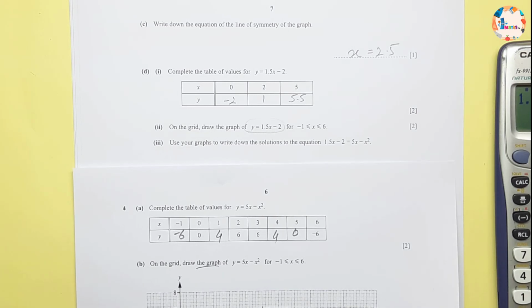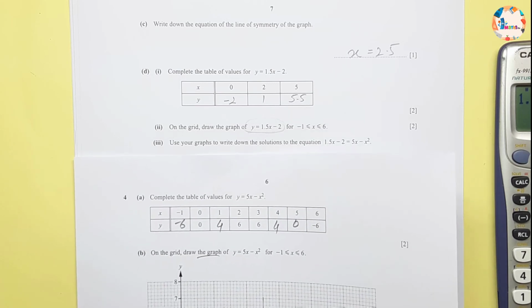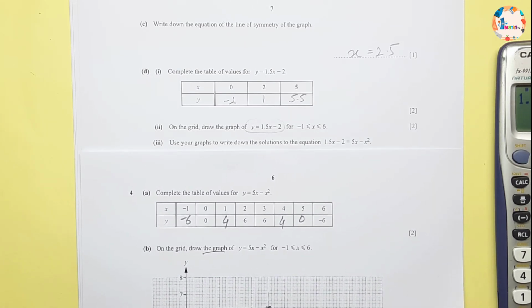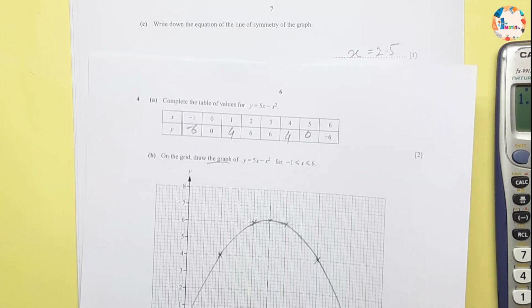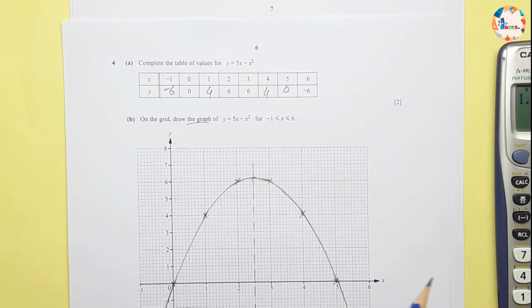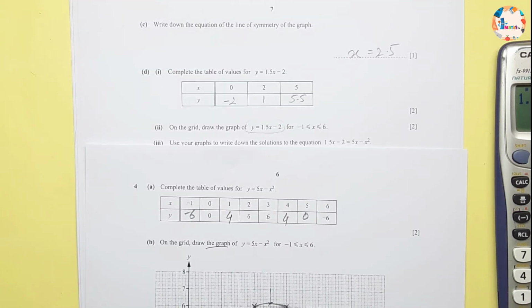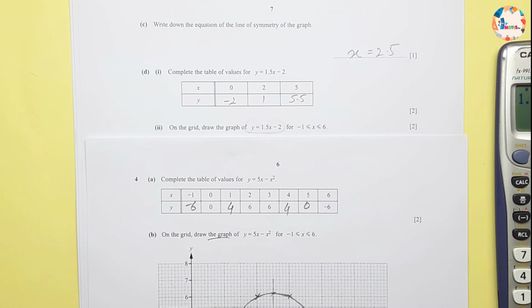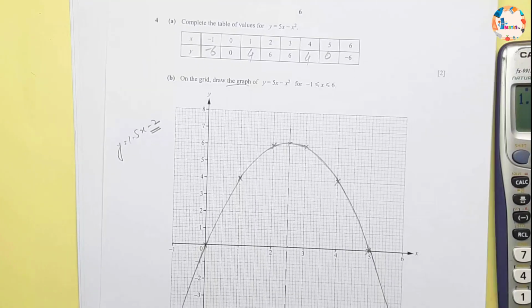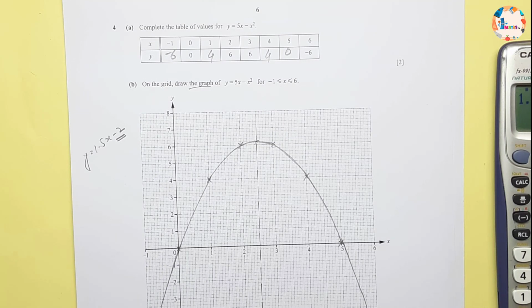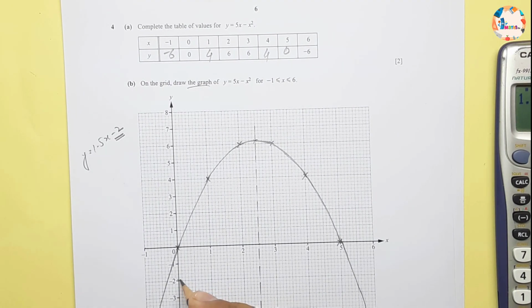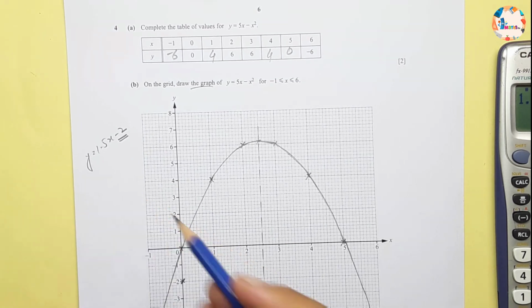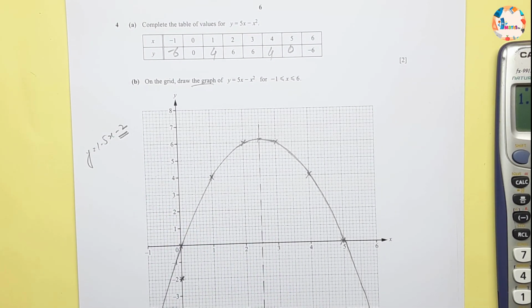Y is equal to 1.5x minus 2. Basically this is a straight line. So what we can do, we can write down, I'll copy the same equation, which is y is equal to 1.5x minus 2. So c value is -2. It means it is passing through -2, and -2 is this location. So this line is passing through this one, and the gradient is 1.5.